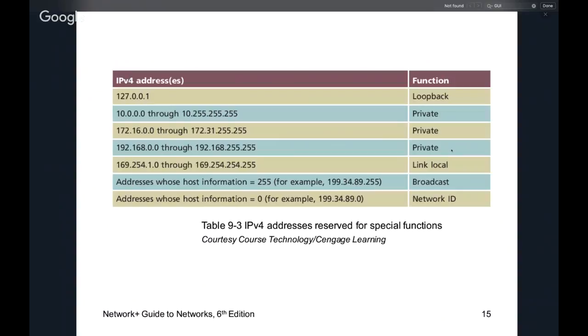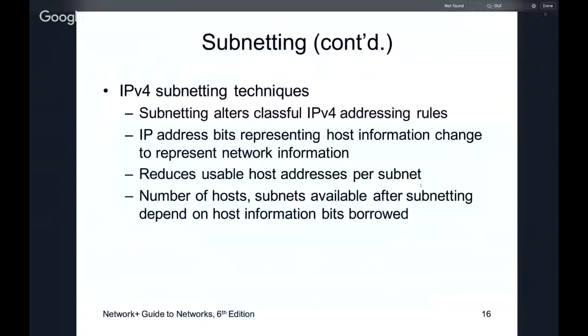The link local is this 169.254.1.0 through this number is the link local. And then any address whose host is equal to 255 is a broadcast. Addresses where it's all zeros is a network ID. So when we're doing subnet techniques, basically you have to break down what class you're going to be in out of this slide and what subnet you're going to use. It's basically what you're going to be determining on a subnet.